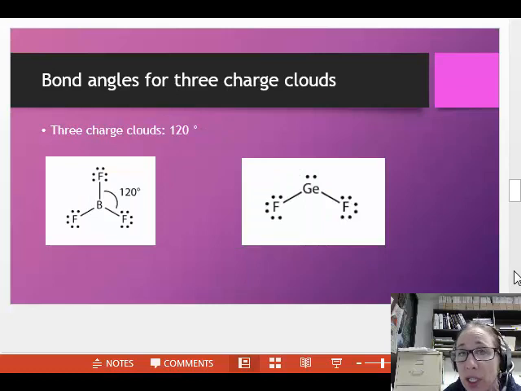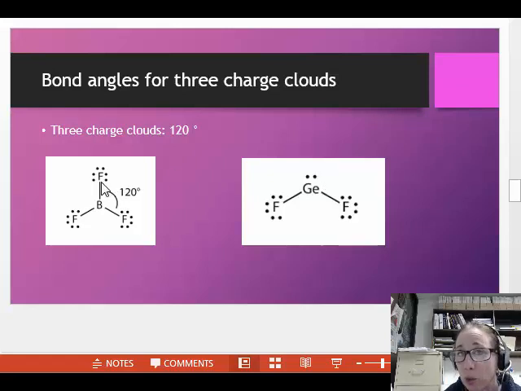If an atom has three charge clouds, these clouds will orient to 120 degrees to be as far apart as possible. On this slide is the Lewis dot structure of boron trifluoride and germanium difluoride, neither of which follow the octet rule. In boron trifluoride, boron has three outer atoms and no lone pairs, so it has three charge clouds, while germanium difluoride has two outer atoms and one lone pair for a total of three charge clouds.